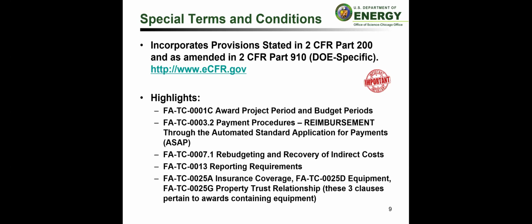Clause 13, reporting requirements. I do want to stress this clause because it states the importance of complying with your terms and conditions, and it also highlights that failing to comply with the reporting checklist and the required items that need to be submitted will be seen as a material noncompliance, which could have penalties, what I talked about a few slides prior. Clauses 25A, D, and G are included in the special terms and conditions of those companies that were awarded equipment in their phase 1 award.